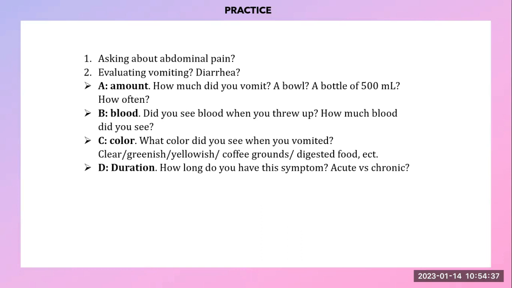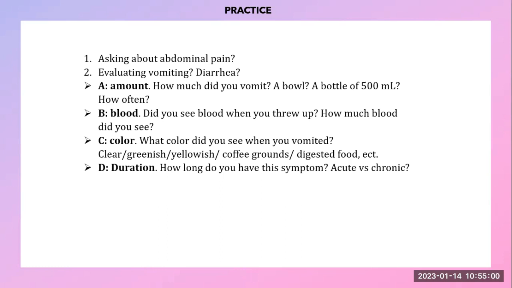Rồi coffee ground là màu đen như là mùi bã cà phê á. Right? Coffee ground or digested food, that means that when you throw it up, right, you see some food but it's just digested or undigested food, that means that you haven't digested and then you just throw it up. Okay, is that easy?